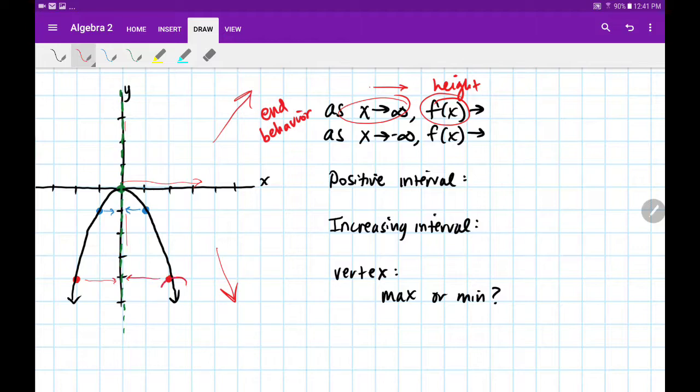Well, if you focus on the direction of the arrow, right, this is called end behavior. So look towards the end of the graph. On the right side, it's going down forever. So f of x approaches negative infinity.